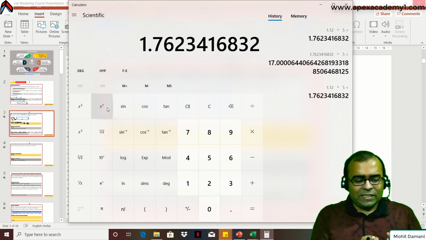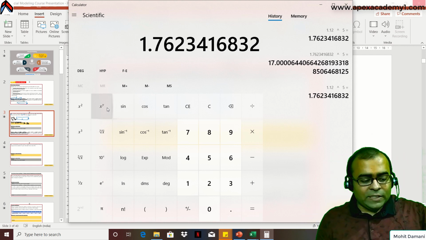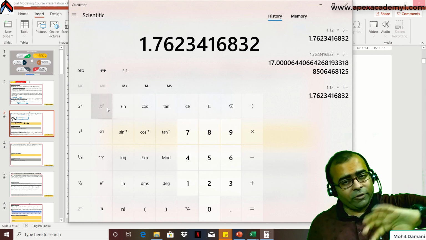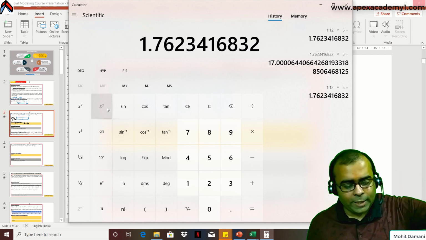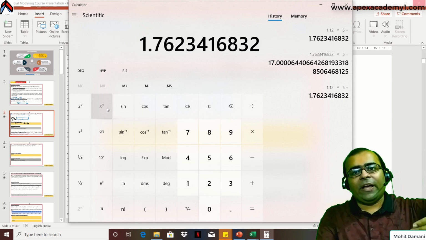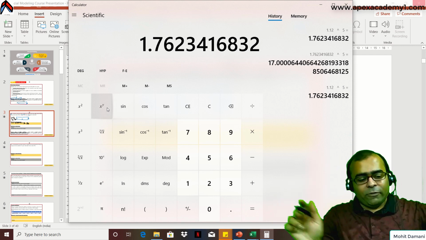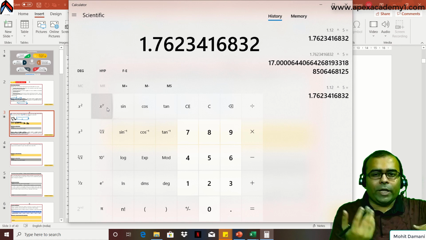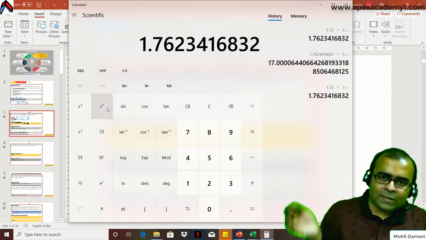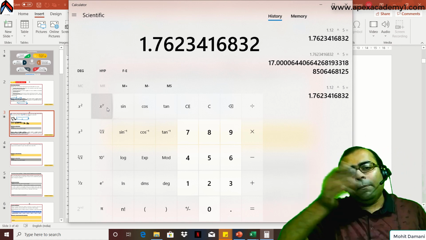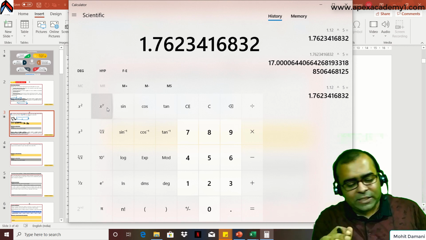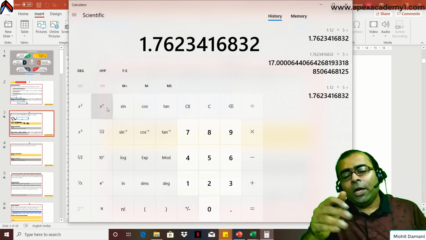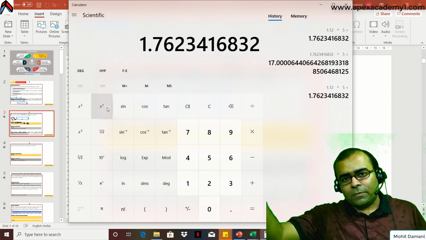So first, what does this amount mean? Let me explain. This amount means that if $1 is invested today, forget about 5,000, $1 is invested today at the rate of 12% for 5 years, then it will become 1.7623 after 5 years. It means $100 invested today will become roughly $176. It means $1,000 invested today will become $1,760.62 point something. It means $5,000 invested today should have become something like 8,000.